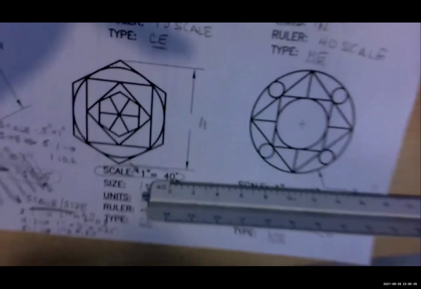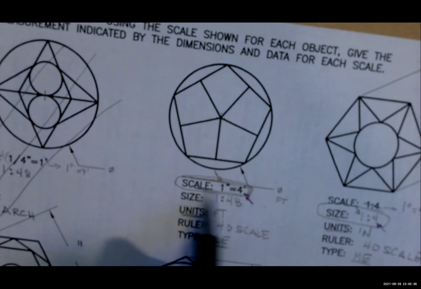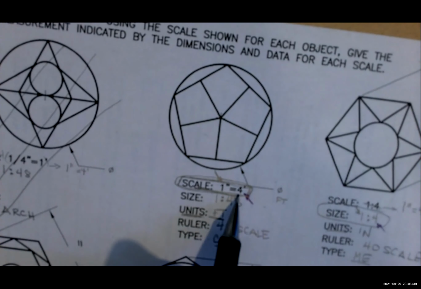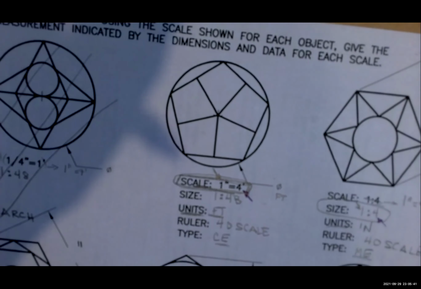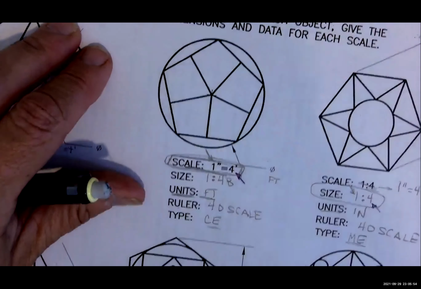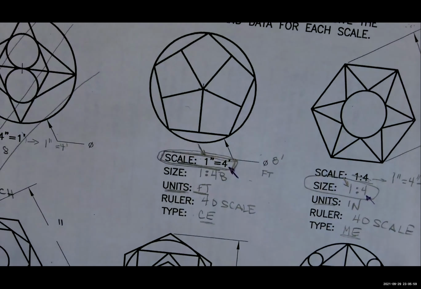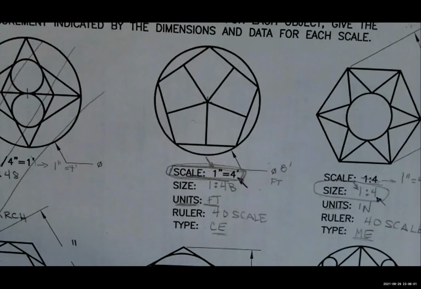Well, we learned, let me zoom in, that we're looking at a scale of 1 inch is equal to 4 feet, right? We know the units are going to be in feet, and I'm using the 40 scale. So I'm flipping to the 40, and I'm measuring the diameter. And when I measure the diameter, I got 8. So the diameter was 8 feet. Luis, everybody, okay, try it again. Make sure you get 8 feet. Perfect.